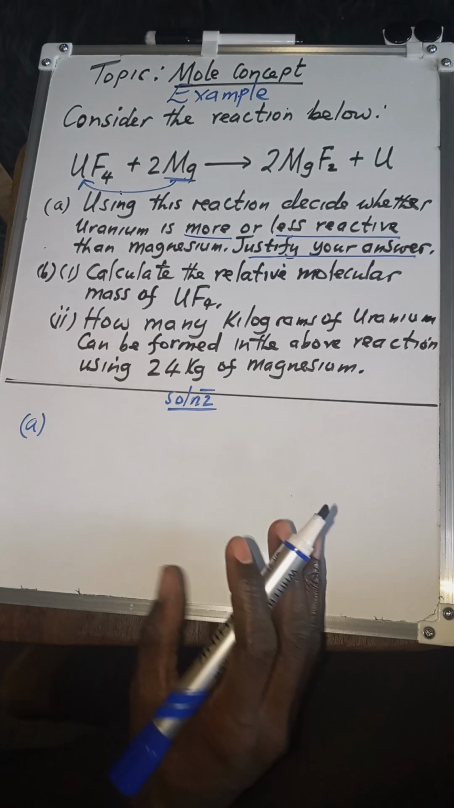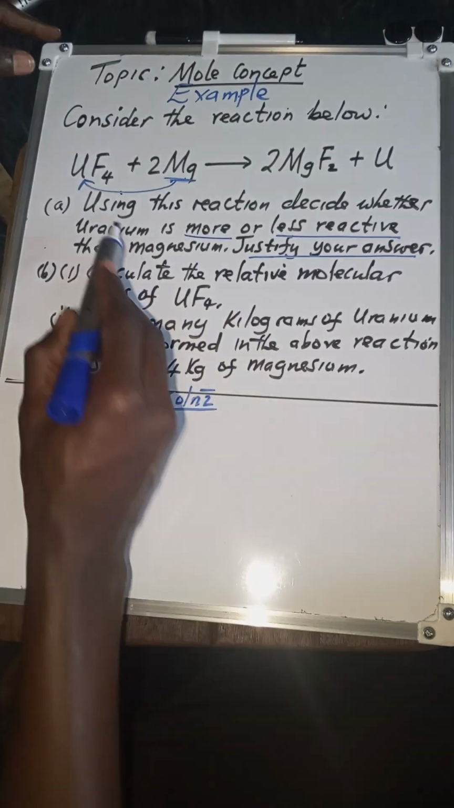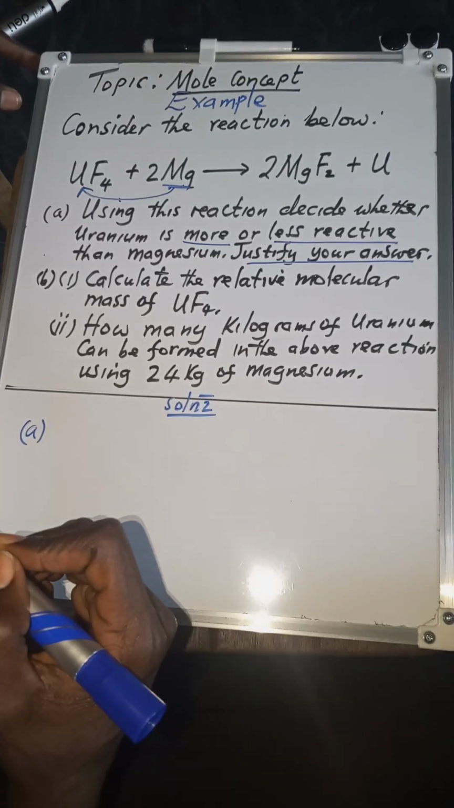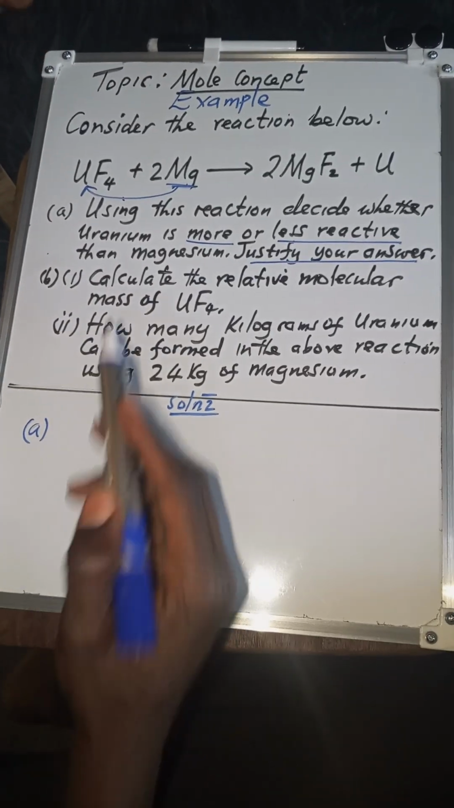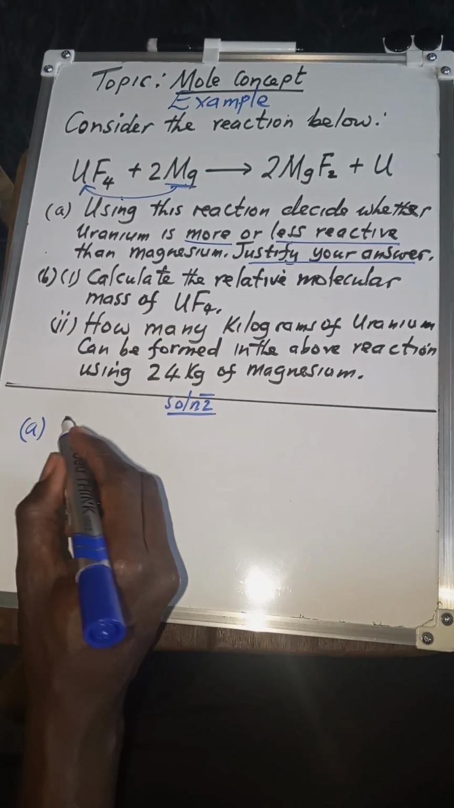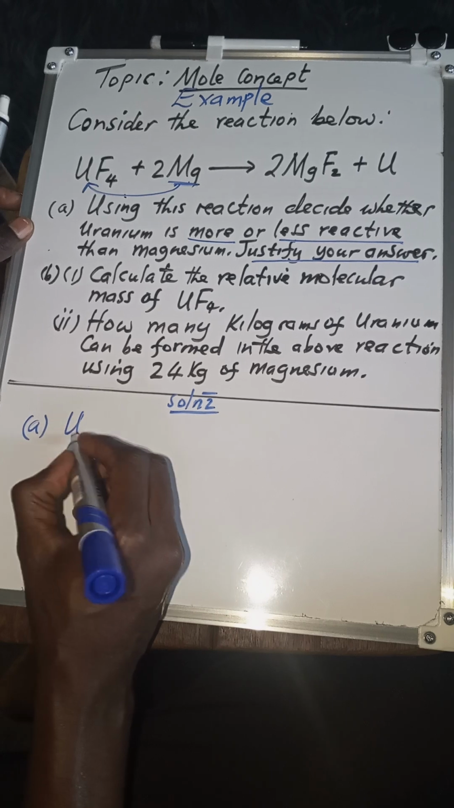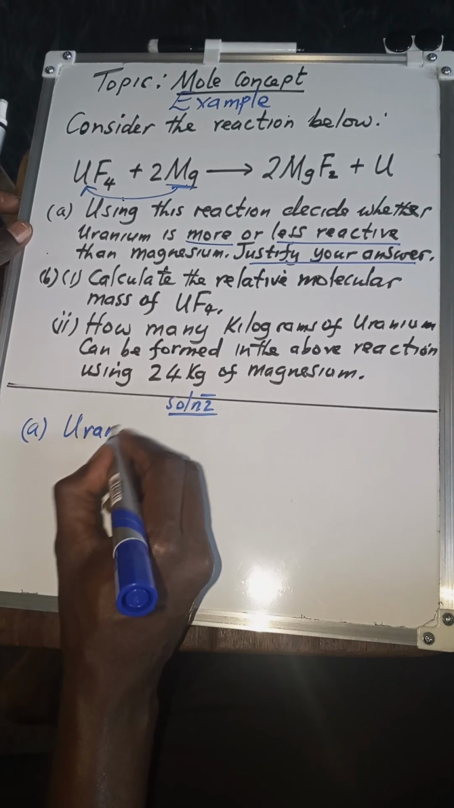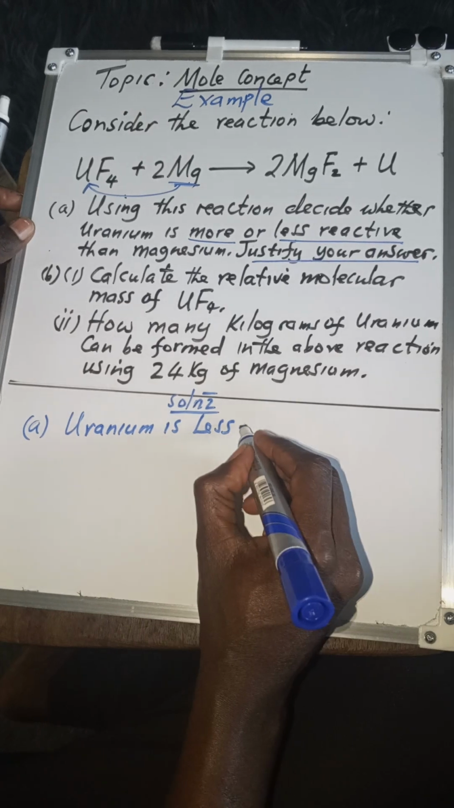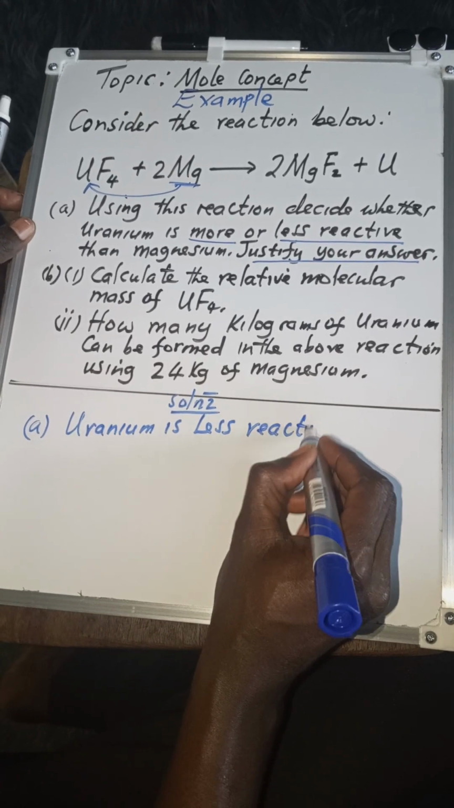So now let's get back to the question. It says, using this reaction, decide whether uranium is more or less reactive than magnesium. Of course, because magnesium has displaced uranium, it simply means that uranium is less reactive. So we can say uranium is less reactive.